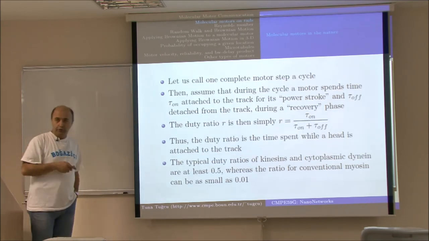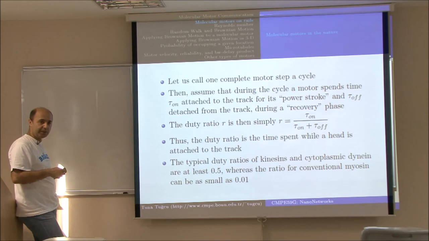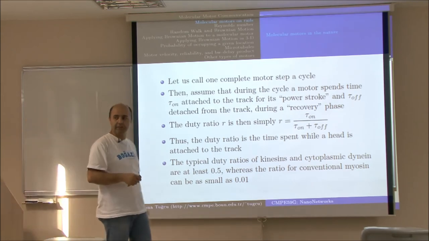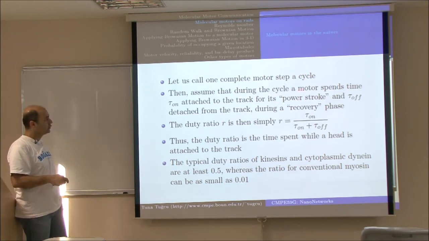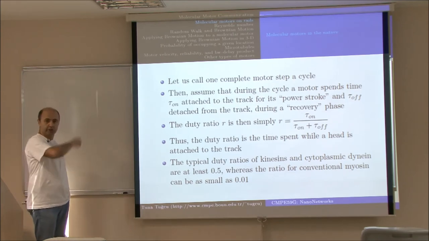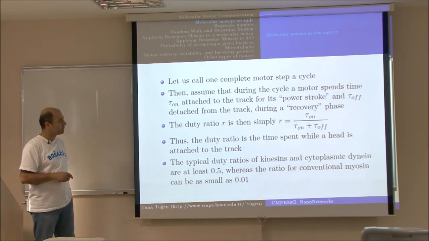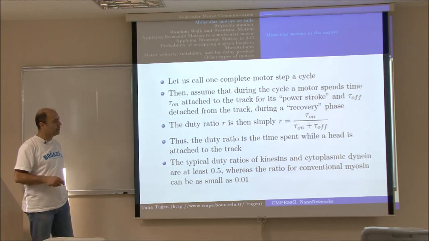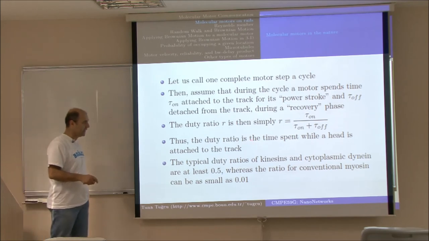To calculate this processivity, let us look at one complete motor step, which means taking one leg from behind and putting it in the front as a single step or cycle. Assume that during the cycle the motor spends some time tau on attached to the track for the power stroke operation for making a move, and tau off for the detached time. So the duty ratio R would simply be tau on over tau on plus tau off, the total time. The duty ratio is the time spent while the head is attached to the track.